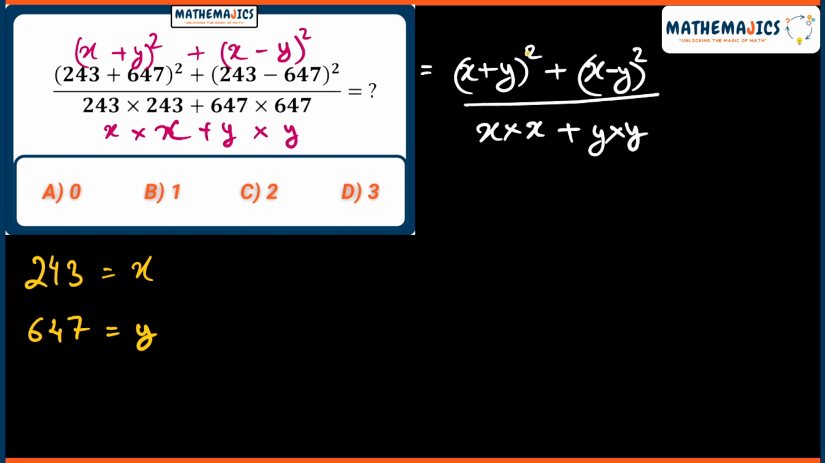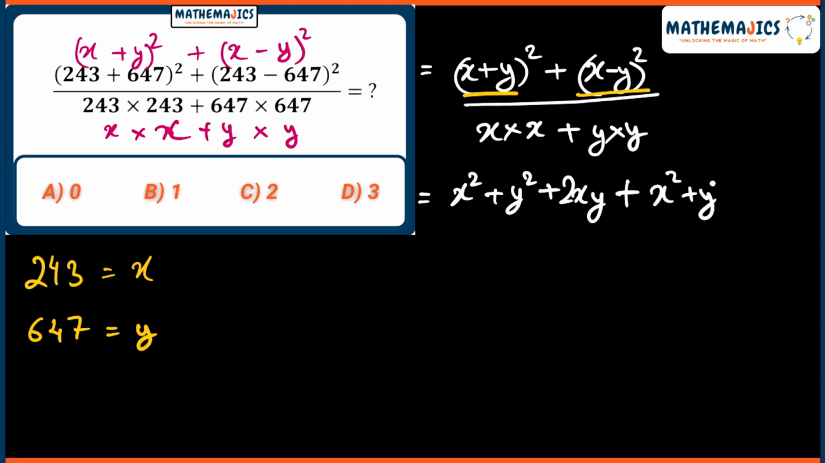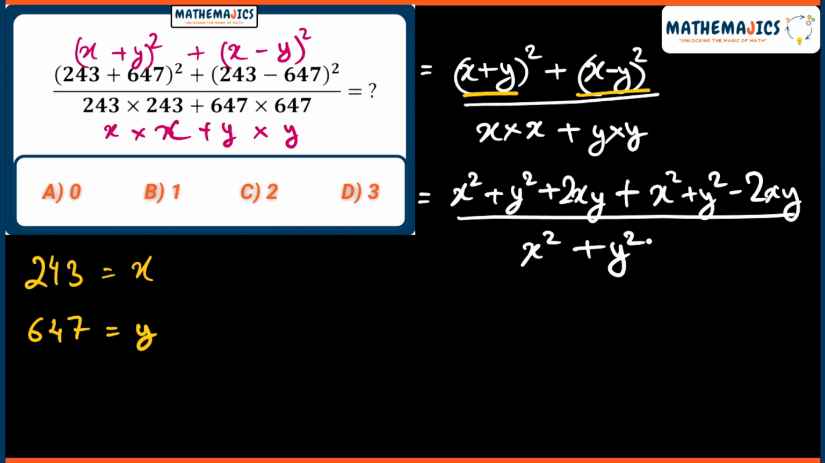Now, if you look carefully, we can use an algebraic identity for these two brackets. According to the algebraic identity, this will be x square plus y square plus 2xy. You remember this identity: a plus b whole square is a square plus b square plus 2ab. Similarly, a minus b whole square will be a square plus b square minus 2ab. Correct? So this will be x square plus y square minus 2xy. Okay, x times x will be x square and y times y will be y square.